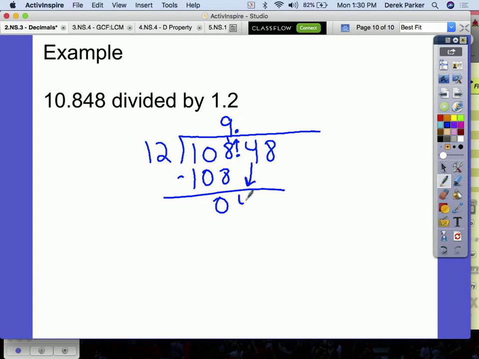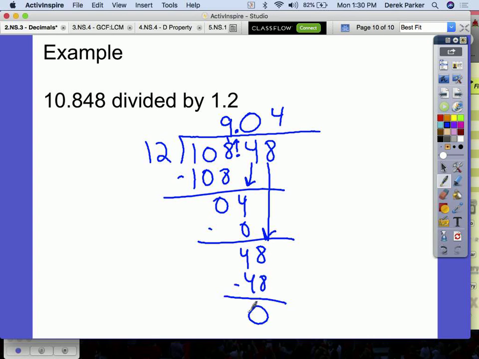Bring the 4 down. 12 will not go into 4. So you place a 0 in the quotient. 0 times 12 is 0 with 4 left over. Bring down the 8. 12 will go into 48 4 times. 4 times 12 is 48 with 0 left over. So your quotient is 9 4/100ths.